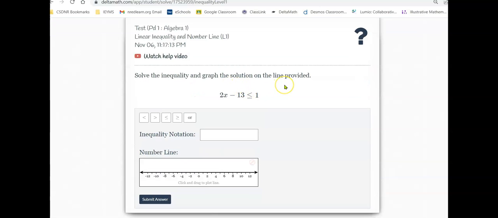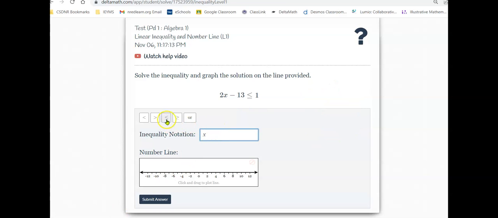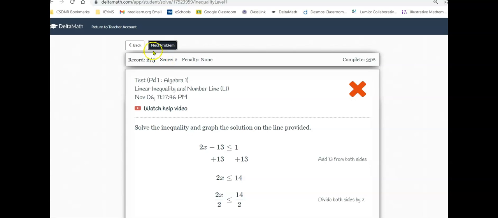One more time, as you're solving, you're going to add 13 to both sides. And after you divide by 2, you're going to get less than or equal to 7. That's what we're going to type in here, and then you're going to choose to graph from 7, which is here. Click one time and drag your arrow to the right. Decide whether you want an open or closed circle, and submit your answer.